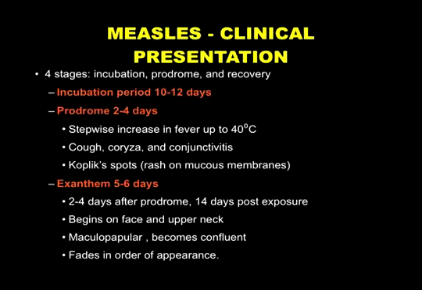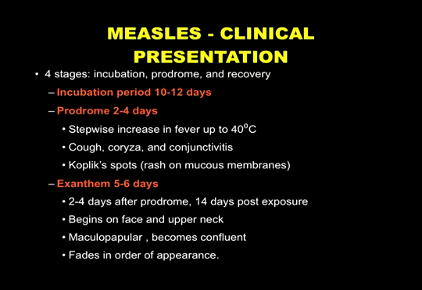So how does measles present? Usually it has stages. We have the incubation, the prodrome, and then there's the exanthem, and then there's recovery. The incubation period is usually 10 to 12 days. And the prodrome occurs 2 to 4 days, usually post-exposure. During the prodrome, you have a stepwise increase in fever, which can go as high as 40 degrees Celsius.